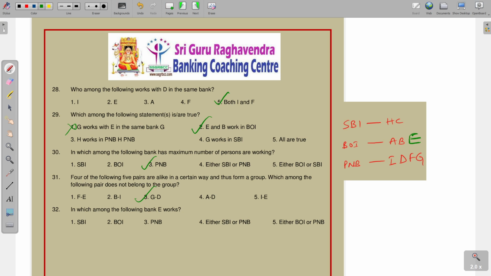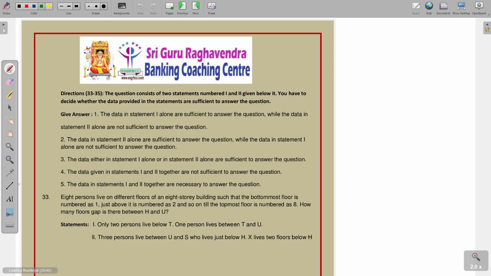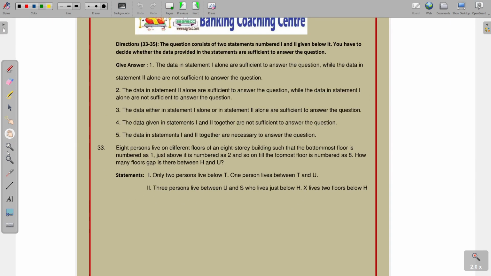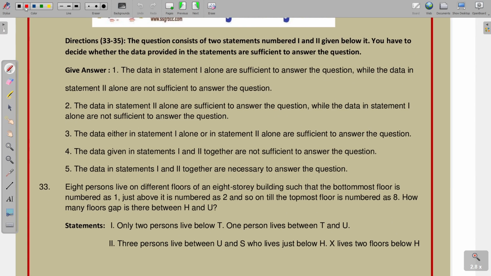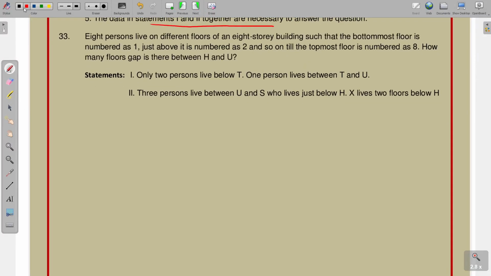In which among the following banks does E work? So E works in Bank of India. Next, data sufficiency here. Let us see the options first. Data 1 alone is sufficient to answer the question. Option 2: statement 2 alone is sufficient to answer the question. Third one, either or. Fourth one, statements 1 and 2 together are not sufficient to answer the question. Next, data 1 and 2 together are sufficient to answer the question. These are the options.